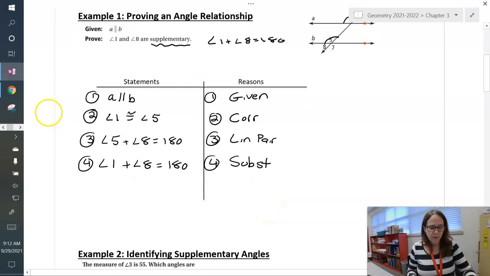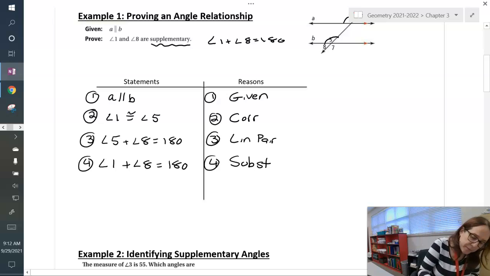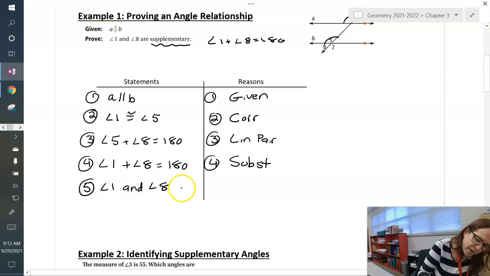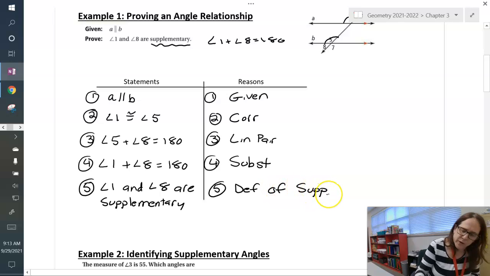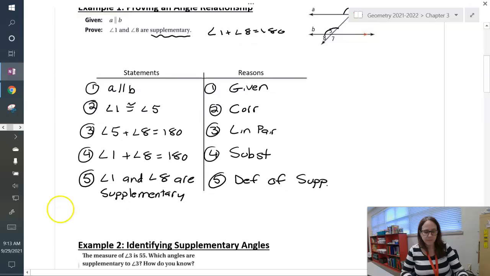And now check it out. We have the definition of supplementary angles. If I add them together and they equal 180, they're supplementary. So angle 1 and angle 8 are supplementary. And this is by the definition of supplementary. And you are welcome to just write sup if you want.